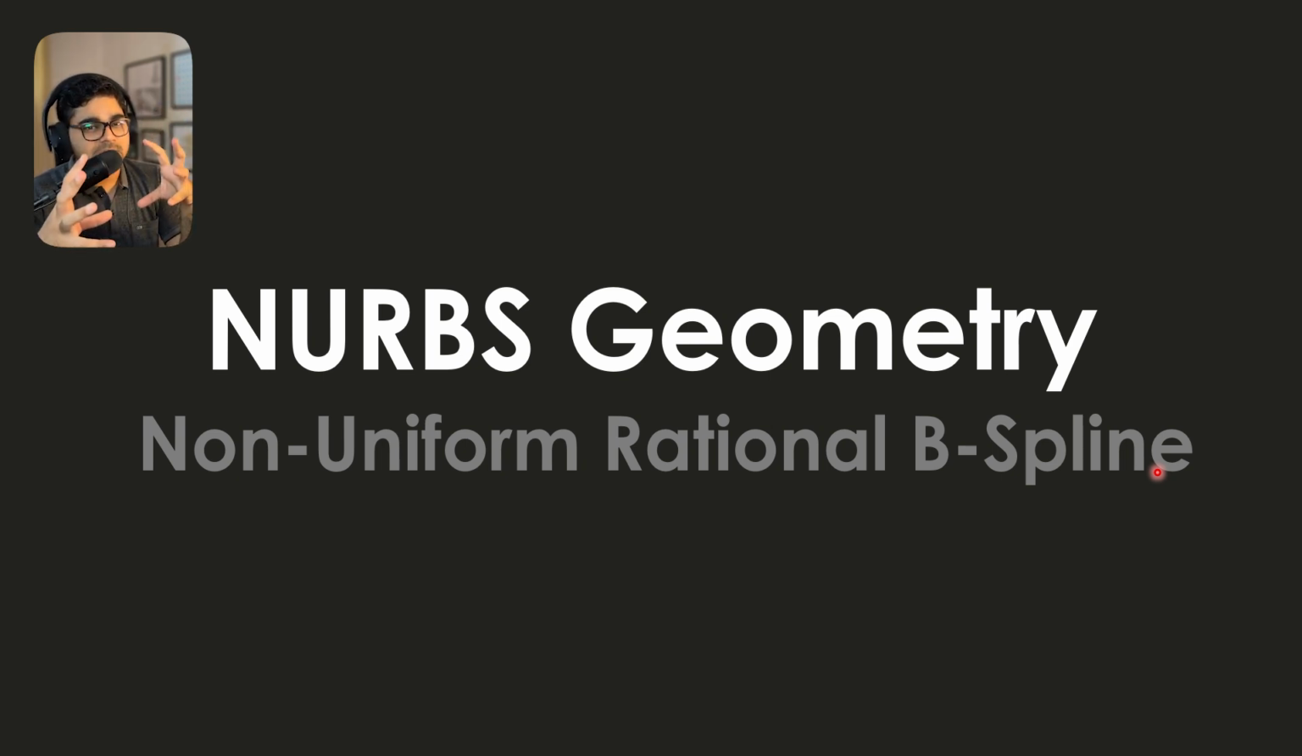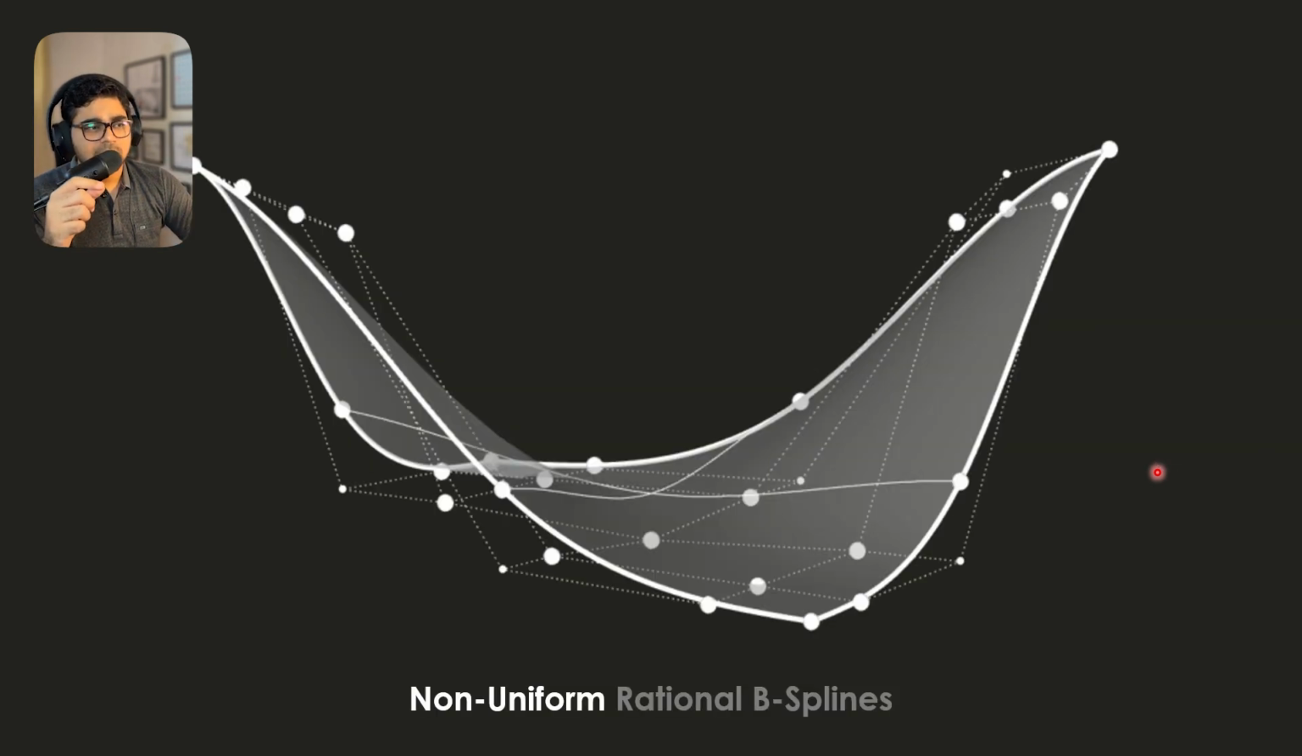Okay, so let's break this down into 3 parts. First we'll look at what is non-uniform, then rational, and then B-spline. Non-uniform means that the curve has the ability to bend unevenly throughout. For example, if you see here in this case, we can get sharp edges, we can also get smooth edges. Because we have a non-uniform or unevenly distributed curve, we get more precision over the surface or a particular curve. So that's basically what non-uniform means.